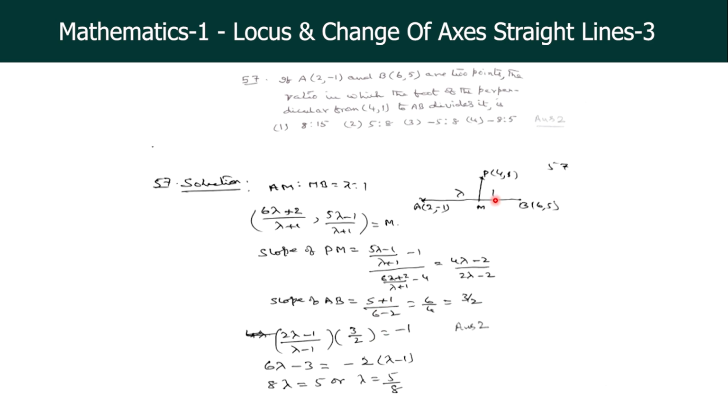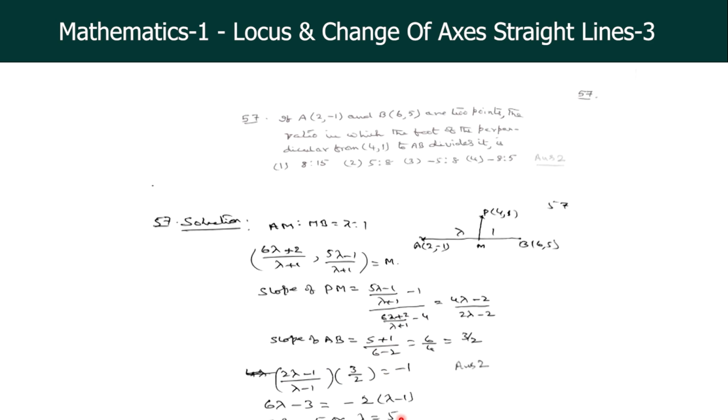Now because AB is perpendicular to PM, the product of the slopes must be equal to -1, which is (2 lambda - 1)/(lambda - 1) into 3/2 is equal to -1, or you will get lambda is equal to 5/8. Lambda is equal to 5/8. So the correct option is number 2, option number 2.